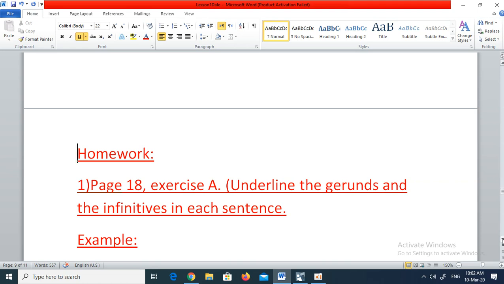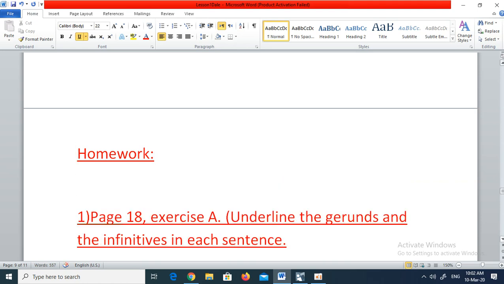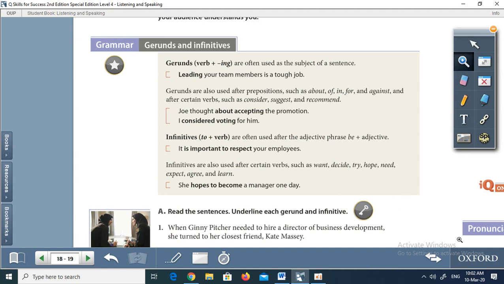Now, the homework today is to test our knowledge of gerunds and infinitives. So, on page 18, we need you to have a look at exercise A, which is underneath the grammar box about gerunds and infinitives. All you need to do for exercise A is to underline each gerund and each infinitive.